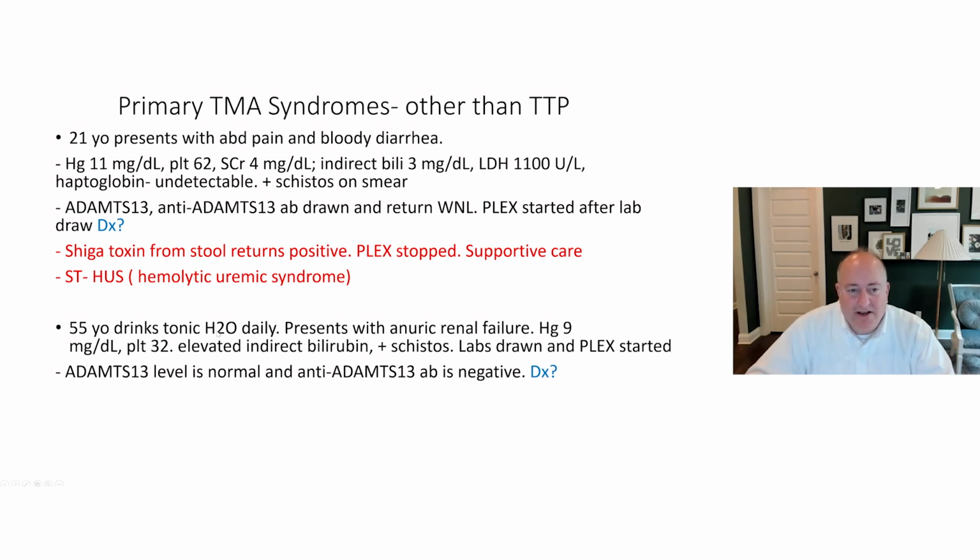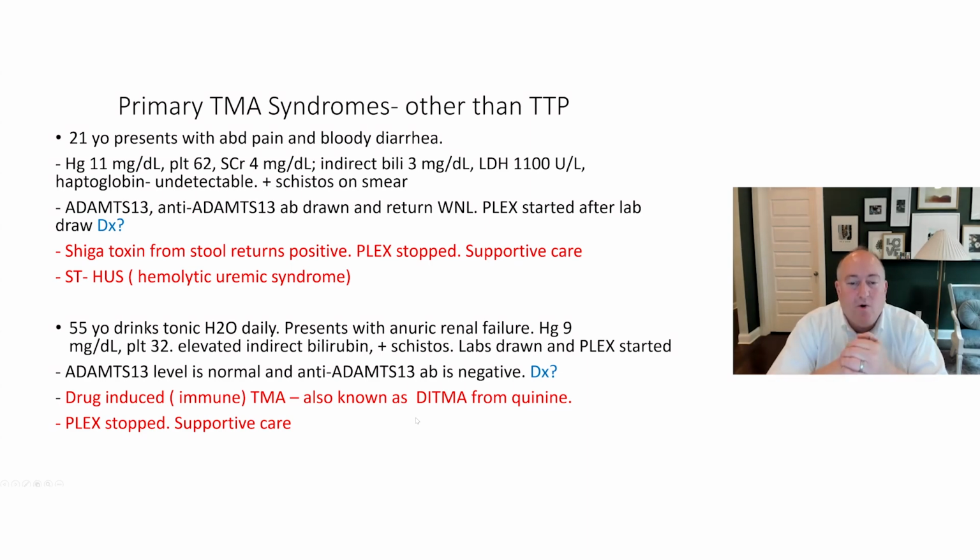All right, here's another case. Patient drinks tonic water. They're coming in with hemolysis, so elevated indirect bilirubin, anemia. I didn't put all the labs, and then schistocytes. So then hemolysis plus schistocytes equals MAHA plus thrombocytopenia equals TMA. This patient, you're always going to think about TTP, so they'll get their ADAMTS13 checked. They'll probably be started on Plex, but nothing will happen, and then you'll get that history of the tonic water. So quinine is in tonic water. Quinine can cause an immunologic drug-induced TMA, also known as DITMA.